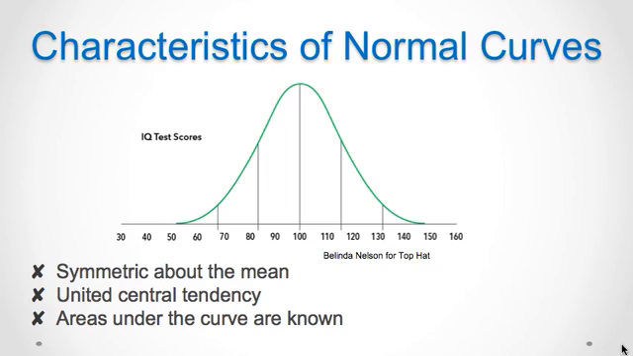Remember the characteristics of normal curves. They are: 1, normal curves are symmetric around their mean. 2, they have united central tendency. And 3, the areas under the curves are known. The total area is always equal to 1.